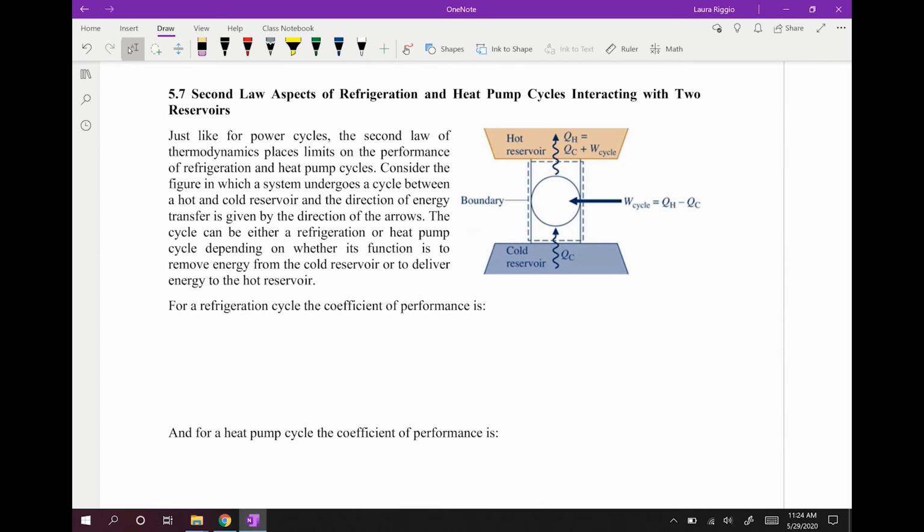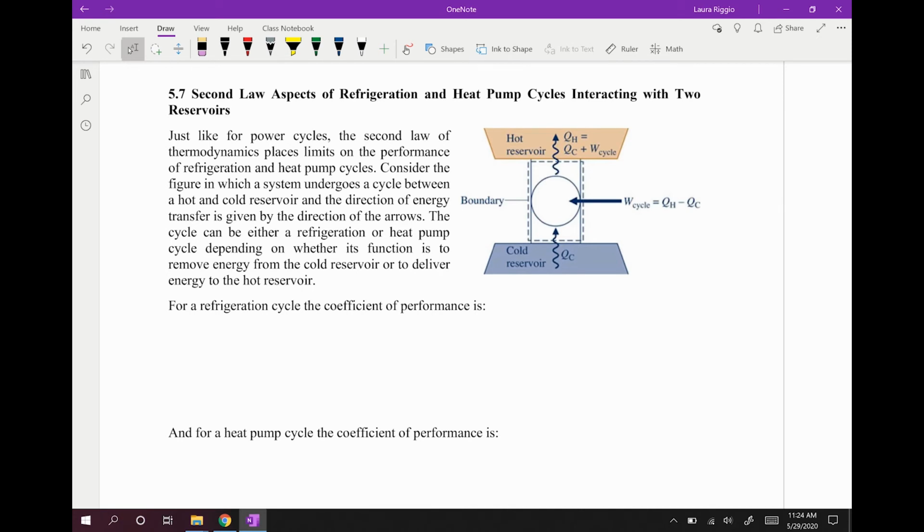Just like for power cycles, the second law of thermodynamics places limits on the performance of refrigeration and heat pump cycles. We consider the figure in which the system undergoes cycles between a hot and cold reservoir, and the direction of the energy transfer is given by the direction of the arrows in the figure. The cycle can either be a refrigeration or heat pump cycle, depending on whether its function is to remove energy from the cold reservoir or to deliver energy to the hot reservoir.